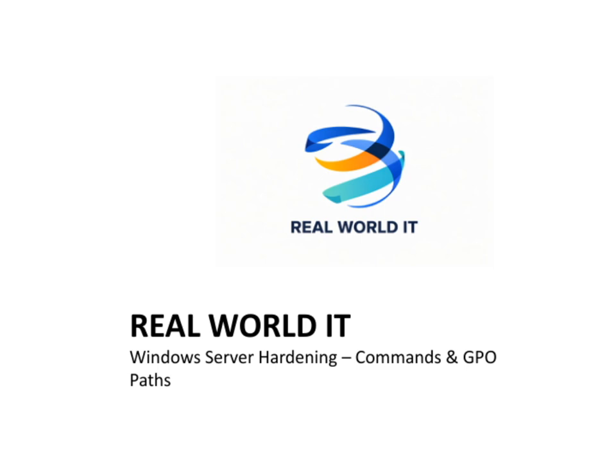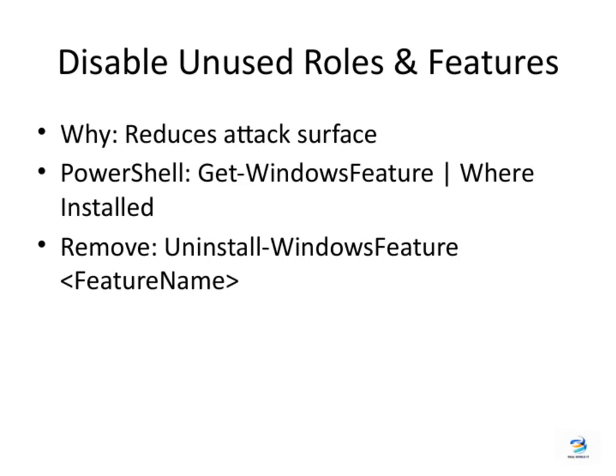Let's get started. Now, let's talk about why reducing the attack surface is so important. By minimizing the number of features and roles on your server, you limit the potential entry points for attackers. One way to do this is by using PowerShell commands. For example, you can run Get-WindowsFeature and filter the results to see which features are installed. Once you've identified unnecessary features, you can uninstall them with the Remove-WindowsFeature command, replacing feature name with the specific role or feature you want to remove.